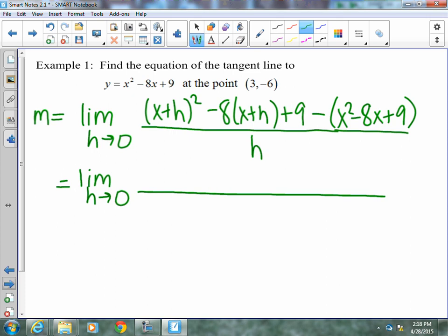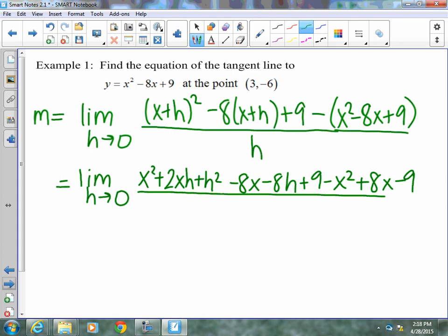will cancel out. We get x squared plus 2xh plus h squared minus 8x minus 8h plus 9 minus x squared plus 8x minus 9. And all over h. So, at this point, my x squared cancel out, my 8x and my negative 8x cancel out, my 9 and my negative 9. Everything that I have left has an h in it, which means I can pull it out.